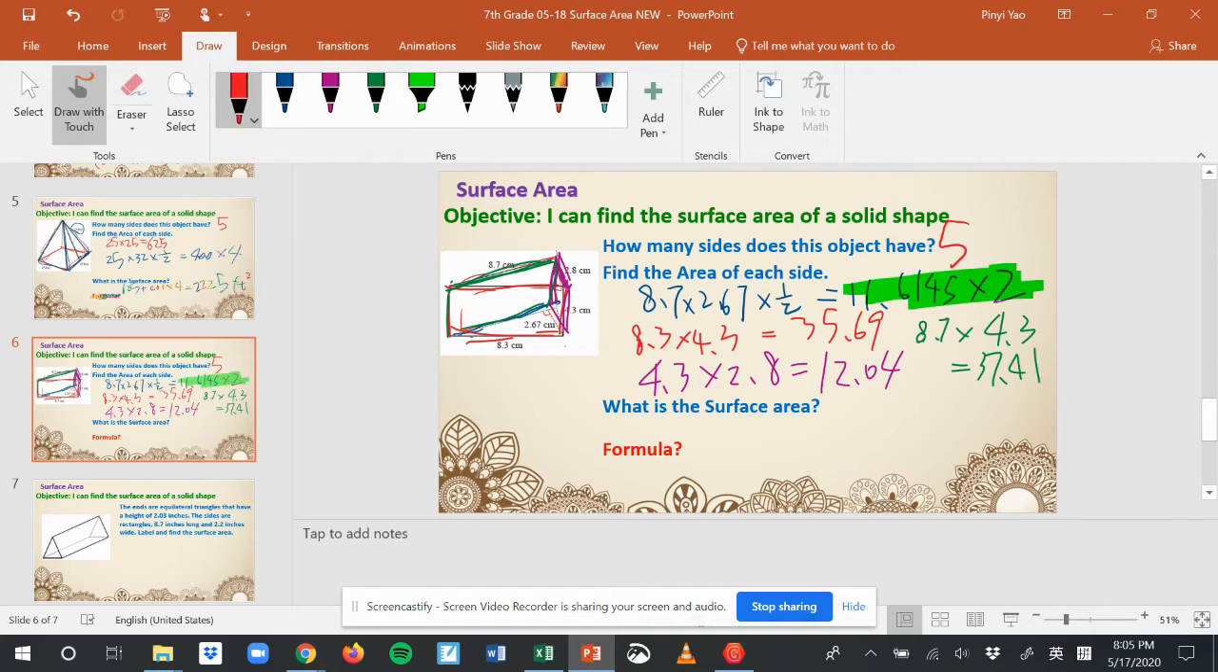Now we need to calculate the surface area. So it's going to be 11.6145 times 2. Then we add another one, 35.69. Then we add 12.04. And we add 37.41. Add them together, that should give you 108.369. Don't forget a unit, which is centimeter squared. And that would be the surface area.